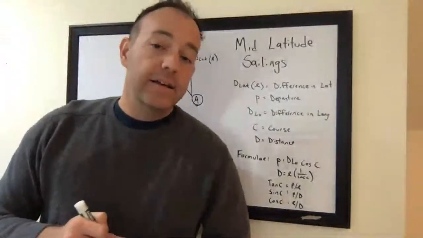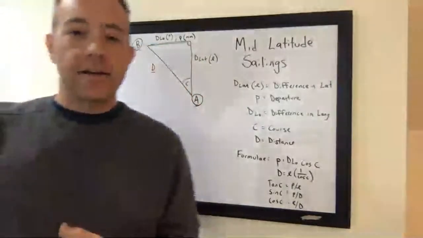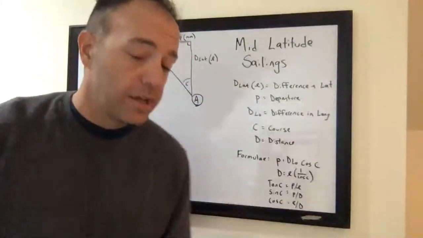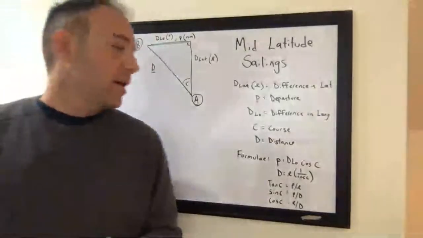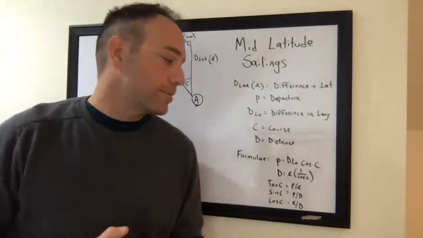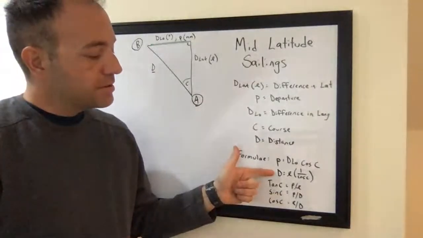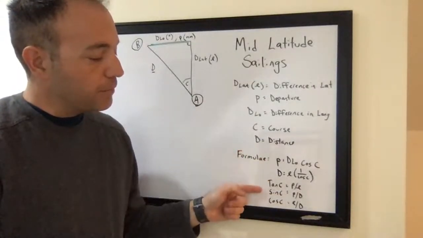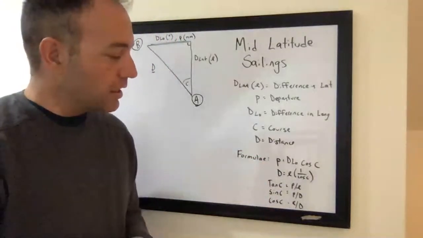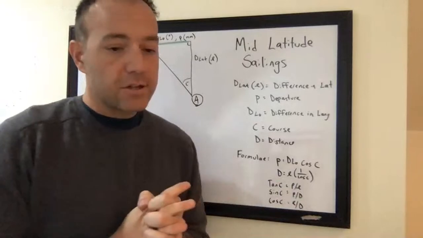The parallel sailing lesson that we did a couple weeks ago, in essence, was just sailing along that leg of this triangle. And there was a formula in there that we used. It was P, or departure, is equal to DLO times the cosine of C, or of L in the case that we were working on parallel problems. But for us here, these are going to be our formulas: departure, distance, and then course. I'll unveil them as we solve the problem. But really, that's pretty much everything that we're going to need to know to solve these kind of mid-latitude sailings problems. So without further ado, let's go through an example.